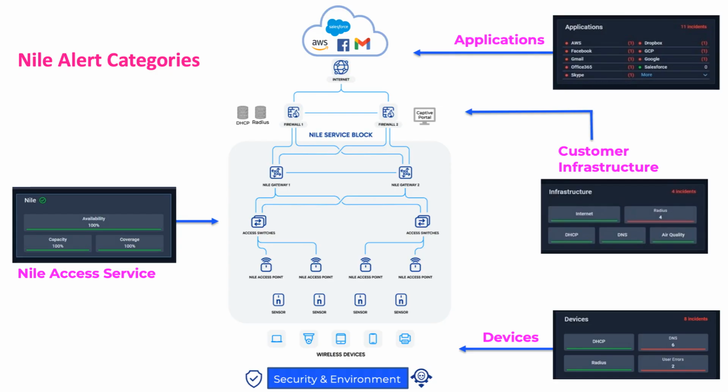Then we have application alerts. These are all about your business apps. If an application is offline or its availability drops, you'll get a precise, direct alert, sometimes before your users even notice. And finally, security and environment layer.